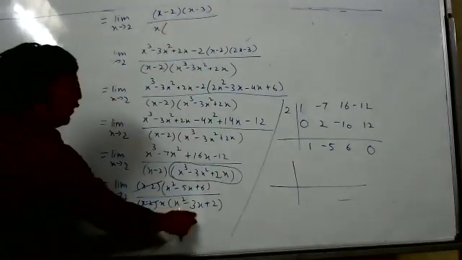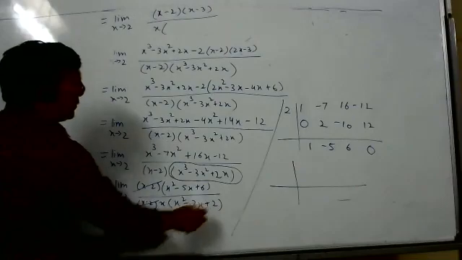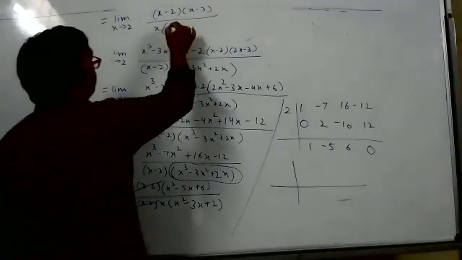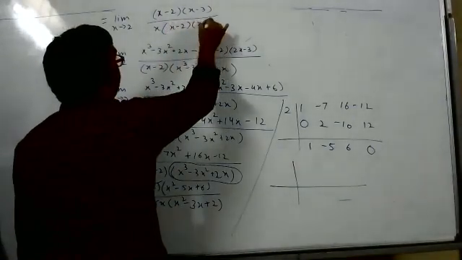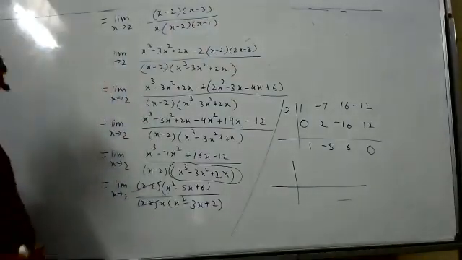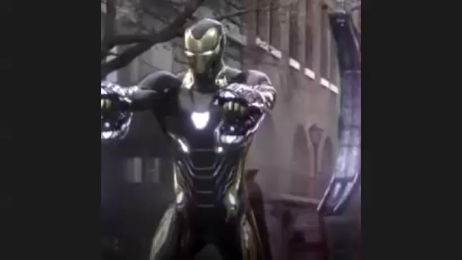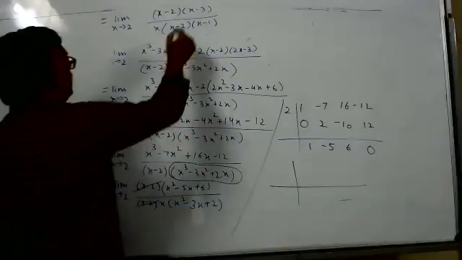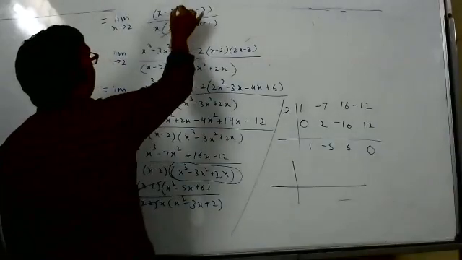Here also split the middle term. What are the factors of x square minus 3x plus 2? x minus 2, x minus 1. Is it wrong? That's correct, sir. So you can factorize yourself; I should not teach all that. So this will get cancelled.